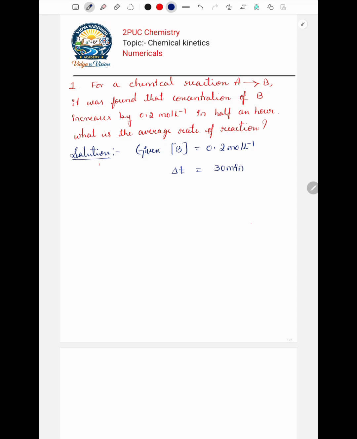Here it is the concentration which is changed, that is an increase in the concentration, hence I will write it as delta of concentration of B. Then how to calculate average rate? Average rate we can calculate by taking minus of R2 minus R1 divided by T2 minus T1. Or we can also use minus of delta A divided by delta T, as the reactant here in this equation is A. Or another equation which we can use is delta of concentration of B divided by delta T, right?